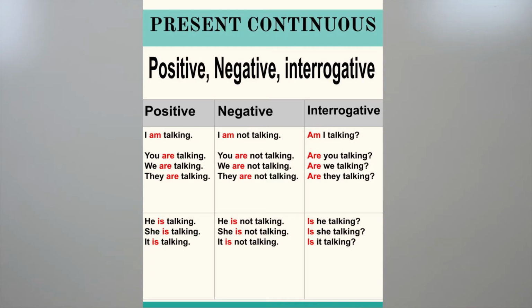In the negative, I am not talking. You are not talking. We are not talking. They are not talking. He is not talking. She is not talking. It is not talking. In the question form, am I talking? Are you talking? Are we talking? Are they talking? Is he talking? Is she talking? Is it talking?